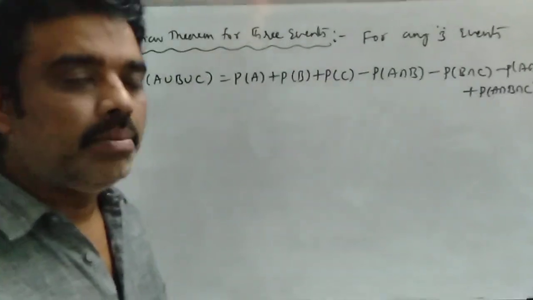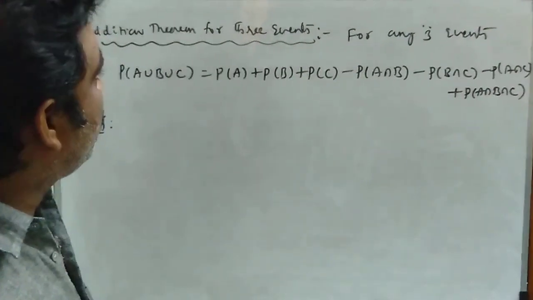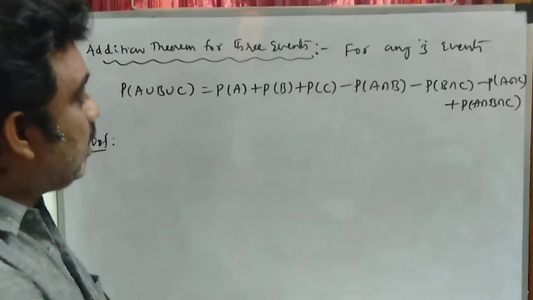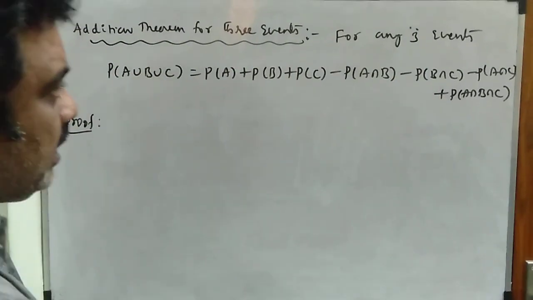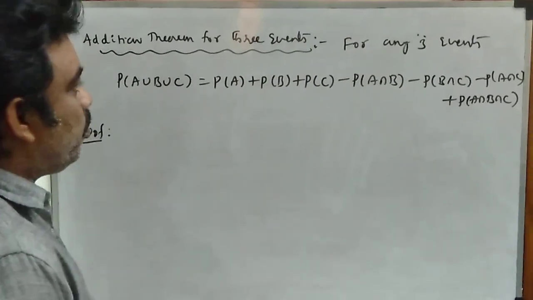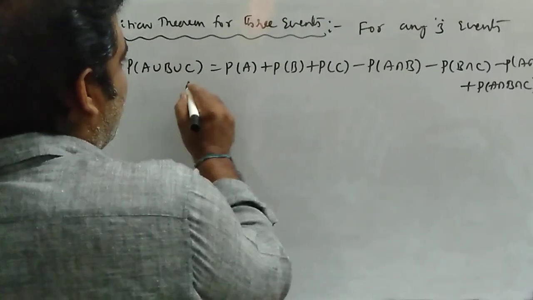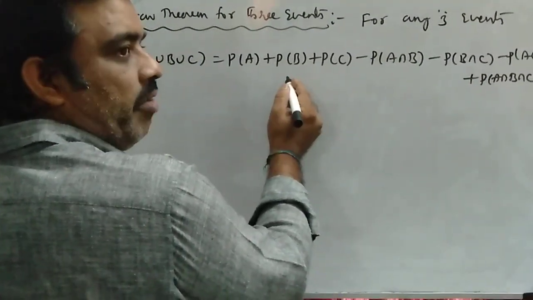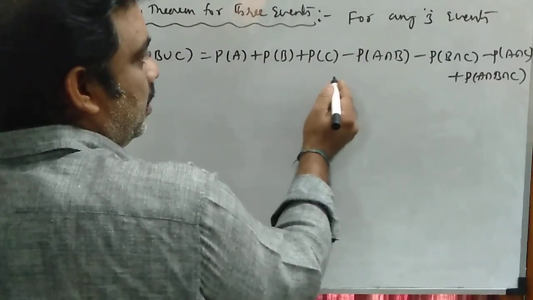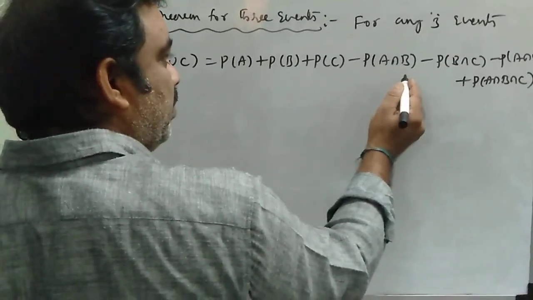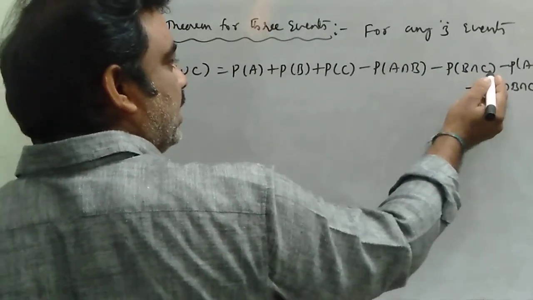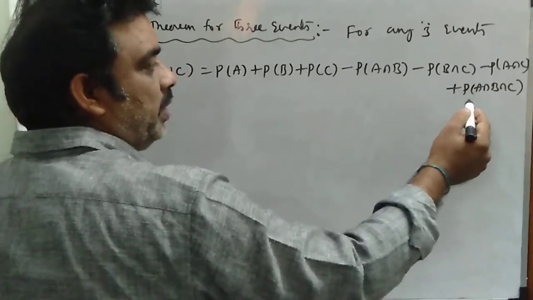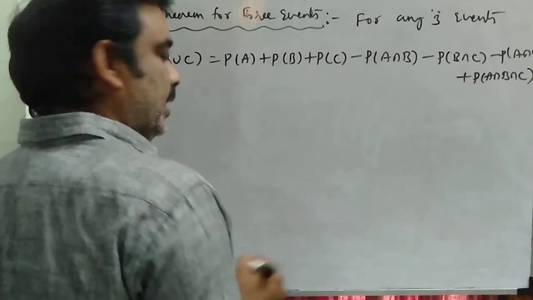So the next theorem is addition theorem for 3 events. Already we have seen addition theorem for 2 events in the previous class. So here I am going to prove P of A union B union C is equal to P of A plus P of B plus P of C minus P of A intersection B minus P of B intersection C minus P of A intersection C plus P of A intersection B intersection C.